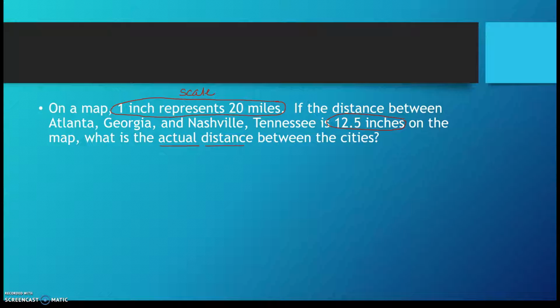Okay, so again, we do our scale on the left side, and then drawing over actual. So we're going to do our scale first. It says 1 inch represents 20 miles. So first goes on top: 1 inch, that's my drawing, represents 20 miles. That's real world, so that's actual. Okay, so we keep going.